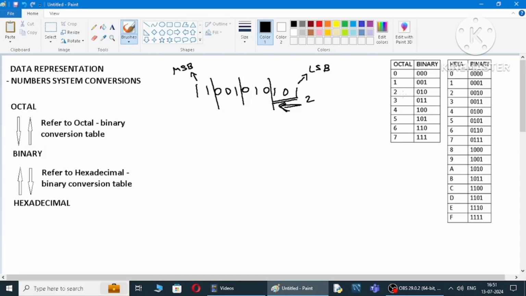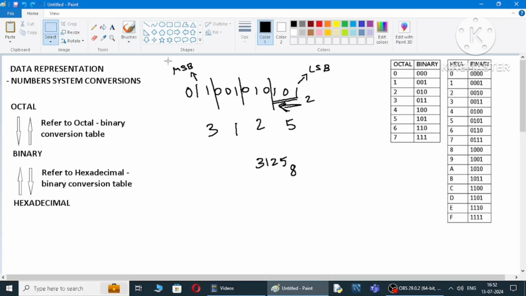Now, what is the equivalent of this 1, 0, 1 in the tabular column? 5. What is 0, 1, 0? 2. What is 0, 0, 1? 1. What is 1, 1? That is 0, 1, 1, which is 3. So, the octal equivalent of this number is 3125 to the base 8. So, both octal to binary and binary to octal is worked out with the help of this tabular column. Whether it is from this way to this way or from this to this, you have to refer to this tabular column and do the conversion.